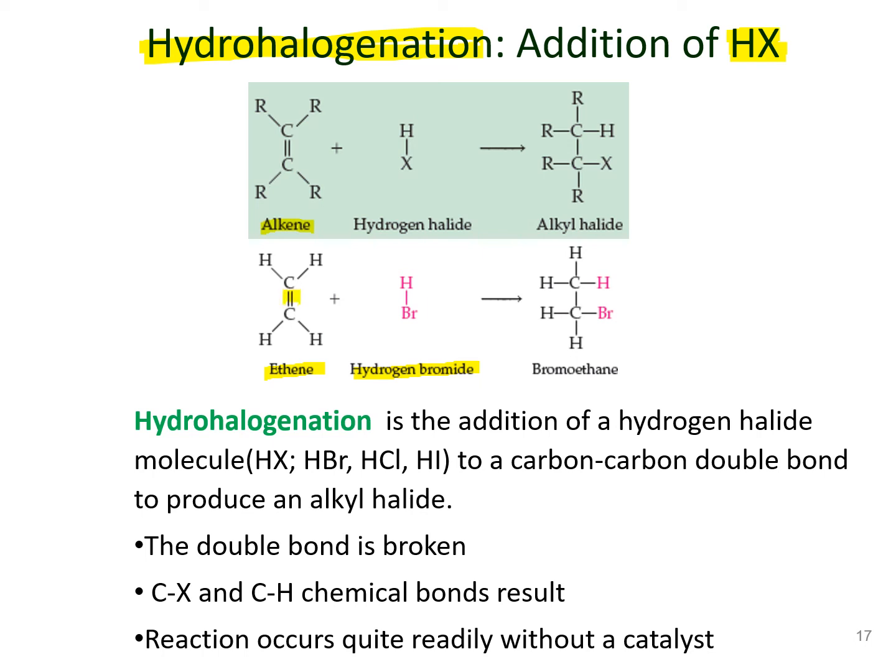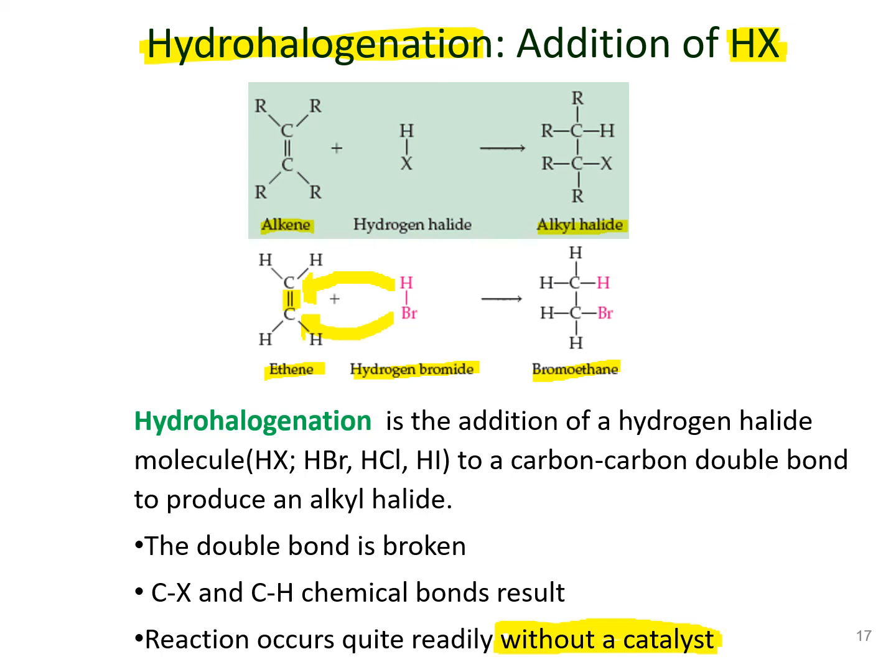So the same thing that happened in earlier reactions, the carbon double bond will break. One carbon takes up the hydrogen and the other carbon takes up the bromine, and the result will be bromoethane, or in general we call it alkyl halide, that has got an alkyl group plus a halogen atom in it. This reaction also occurs quite readily without a catalyst. So these reactions do not need a catalyst, just like halogenations, but hydrogenations do require a catalyst most of the time.